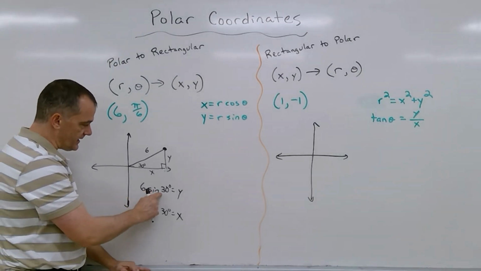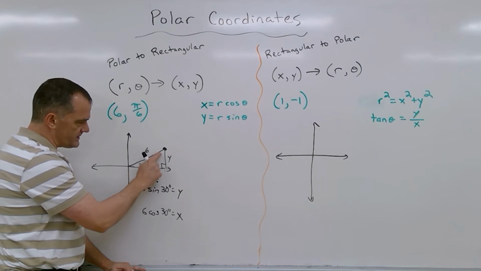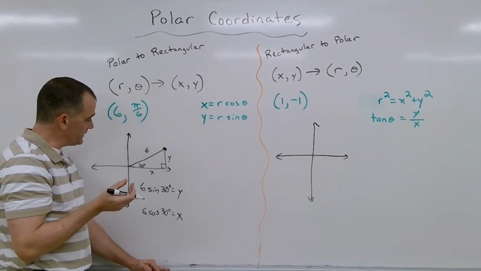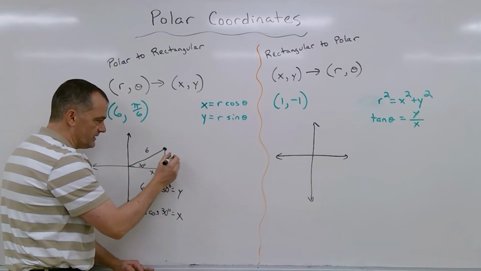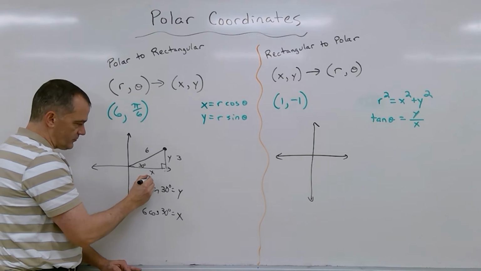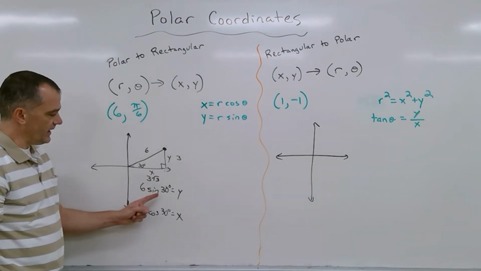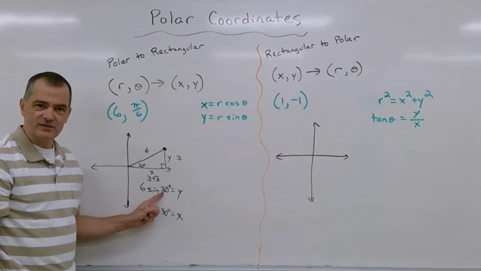So 6 times the sine of 30, this is pretty simple. The side opposite, and this is a 30, 60, 90 degree triangle, one of our 2 special right triangles. So the side opposite is half of 6, which will be 3, right there. And then this side right here will be 3 square roots of 3.